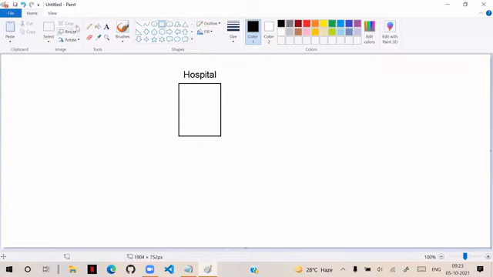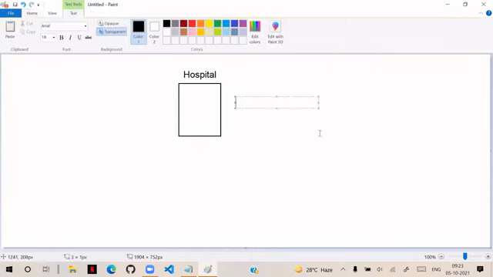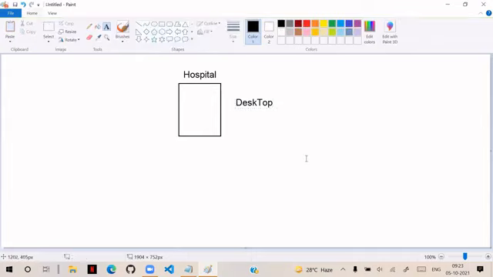Then for such a type of business, which type of application is suitable? We call them what? Desktop. Desktop application means we build an application and give it to them. They will install that application on their machine and they can start using it from that machine. These are desktop applications.